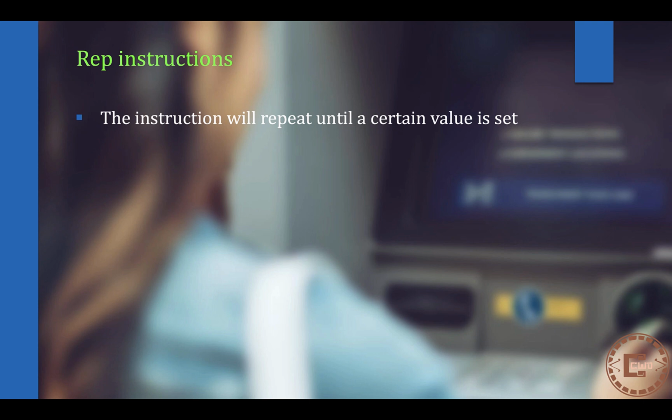For example, the instruction will repeat until a certain value is set. You can copy a string. In Python you can copy hello to the variable b in one single line: you say a equal to hello. That's it, you're copying hello to the variable. How does that look in assembly?